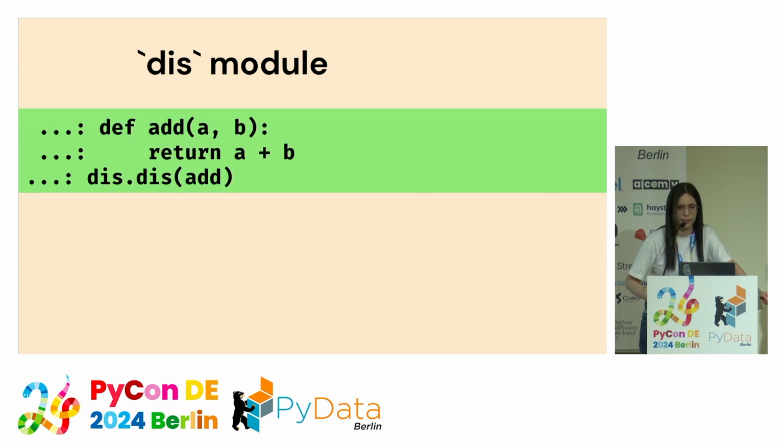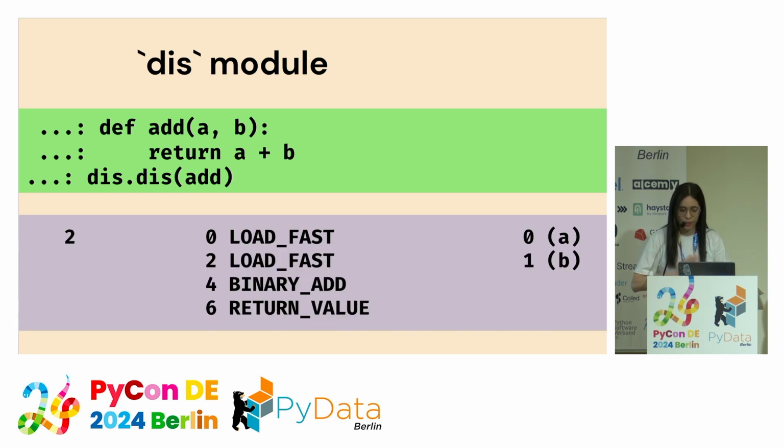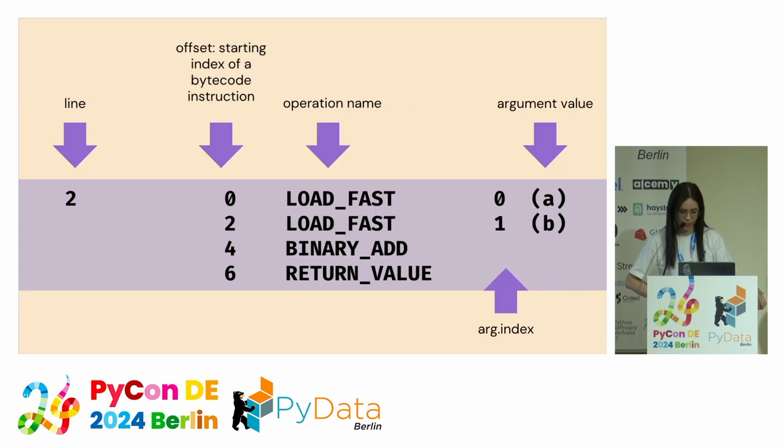Let's go to the next example. You have here A and B. Now we are giving arguments, we are not using constants, and we are adding. Load fast, so A is load fast, B is load fast. Okay, there is a binary add. I understand that it is a binary add, and there is a return value.